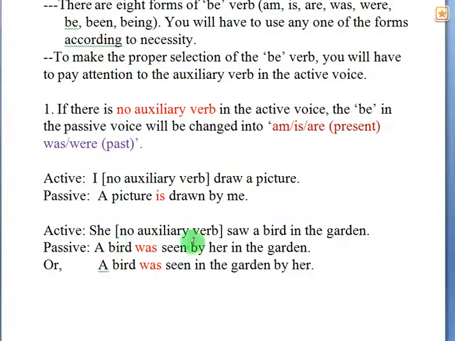In another example, she saw a bird in the garden. There is no auxiliary verb in this sentence. So, in this case, we will have to use was or were, as the tense is the past indefinite tense. So, the be verb will be changed into was or were. A bird was seen by her in the garden, and the additional portion, that means the extension, may be used just after the past participle form of the verb. You may also use the additional part here. A bird was seen in the garden by her.